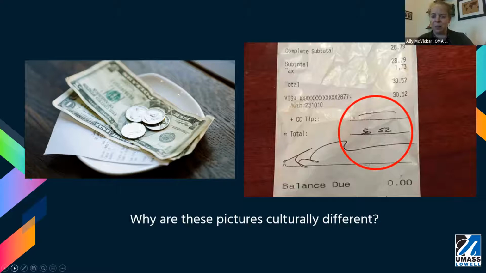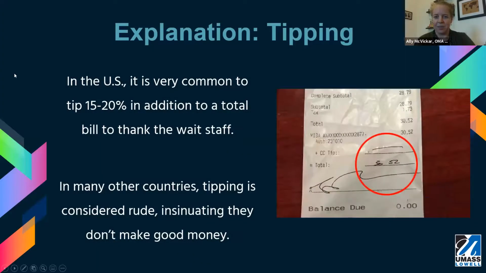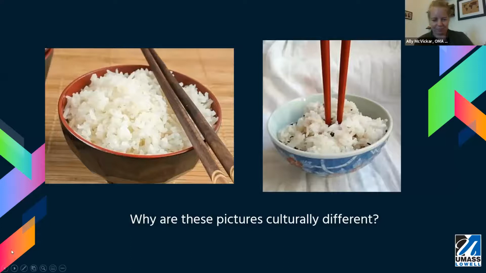Okay, so hopefully you were able to discuss with each other. It's the tipping. In the US, it's really common to tip 15 to 20% in addition to the total bill, right, to thank the wait staff. Whereas in many other countries, tipping is considered rude. It's insinuating that they don't make good money at their jobs, right? But here in the US, a lot of waitresses and waiters live off of tips. So it's just something to consider as you either travel or here in the US are discussing these sorts of things with international students. They might not be used to it.